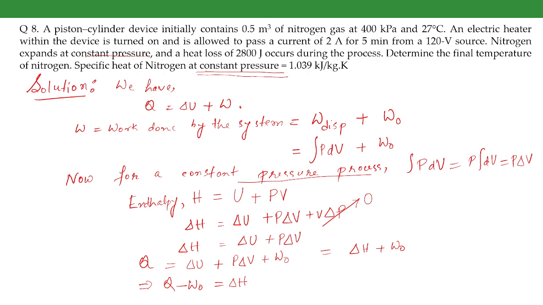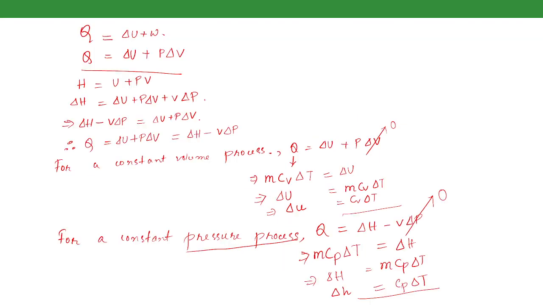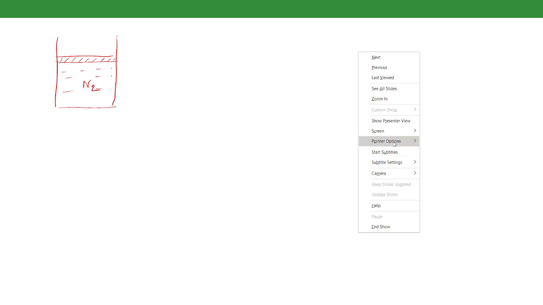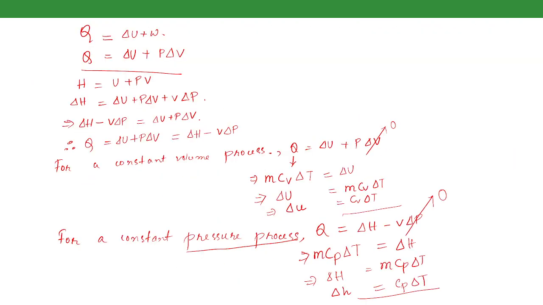which has a volume of 0.5 meter cube, 400 kilopascal and 27 degrees Celsius. So nitrogen is at a volume of 0.5 meter cube, 400 kilopascal and 27 degrees Celsius.